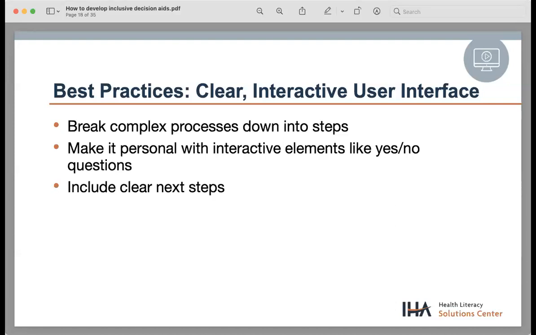And finally, we always want to include clear next steps, not just in terms of what people will do at the end of the tool, but as people proceed through the tool, we want to have a really clear place for them to go to the next step or the next page and help them understand what will happen next throughout the decision aid experience. And next page.